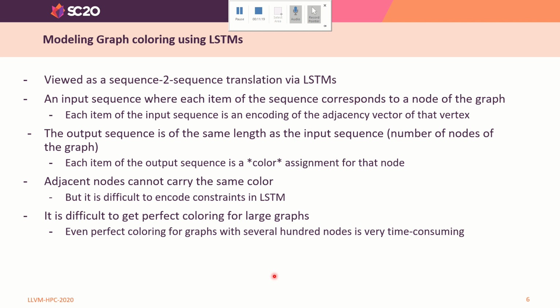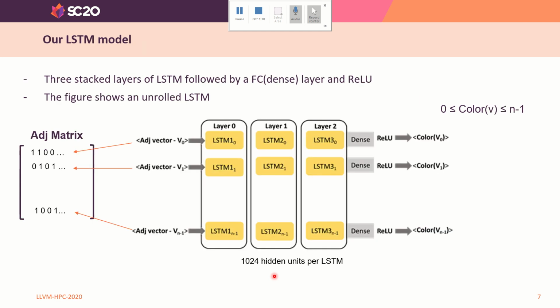And the perfect coloring technique is usually very time consuming, especially for large graphs. But since this is an offline mechanism, I think we can absorb this kind of time. So now if you look at the specifics, our model consists of 3 stacked layers of LSTM, followed by a fully connected or dense layer and a rectified linear unit at the end.